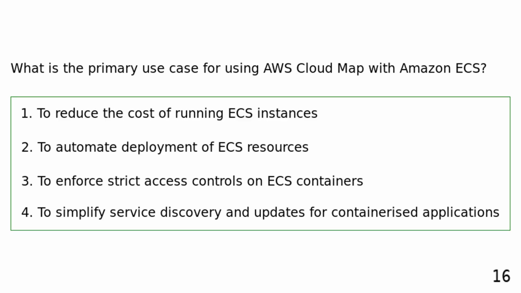What is the primary use case for using AWS Cloud Map with Amazon ECS? To reduce the cost of running ECS instances. To automate deployment of ECS resources. To enforce strict access controls on ECS containers. To simplify service discovery and updates for containerized applications.